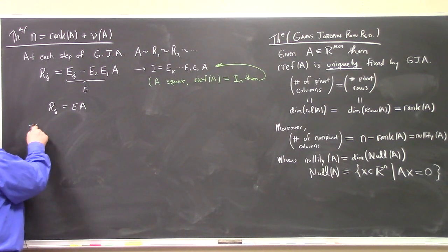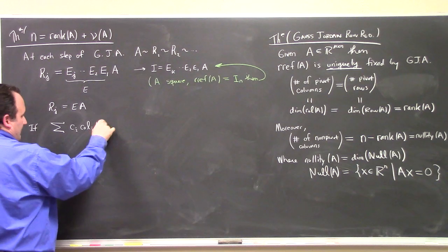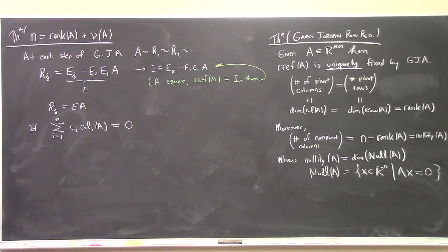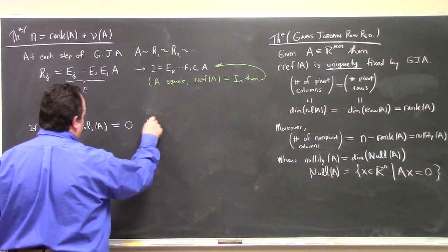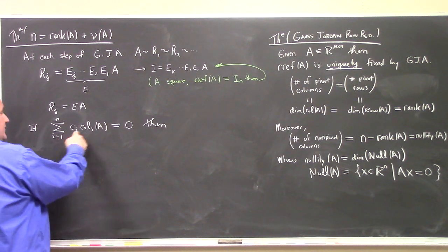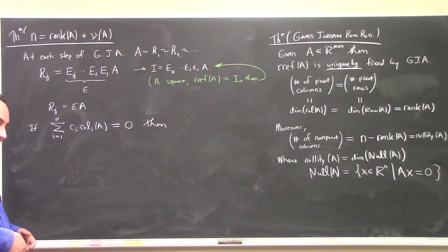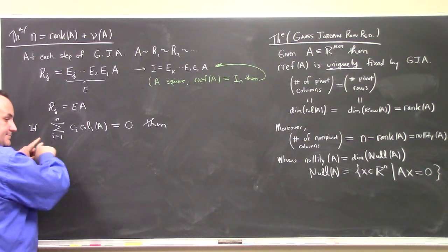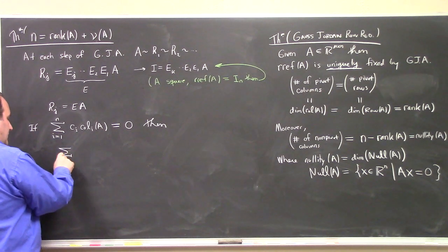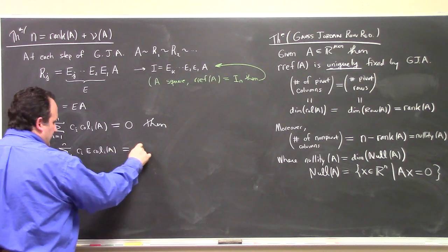So check this out. If the sum of c_i times column i of A, i equals 1 to n, is equal to 0, then I'm just taking an arbitrary linear combination of columns of A. I didn't say it was any particular one. Multiply this by E. Bringing the E inside the summation, we get the sum, i equals 1 to n, of c_i times E times column i of A, equal to 0.